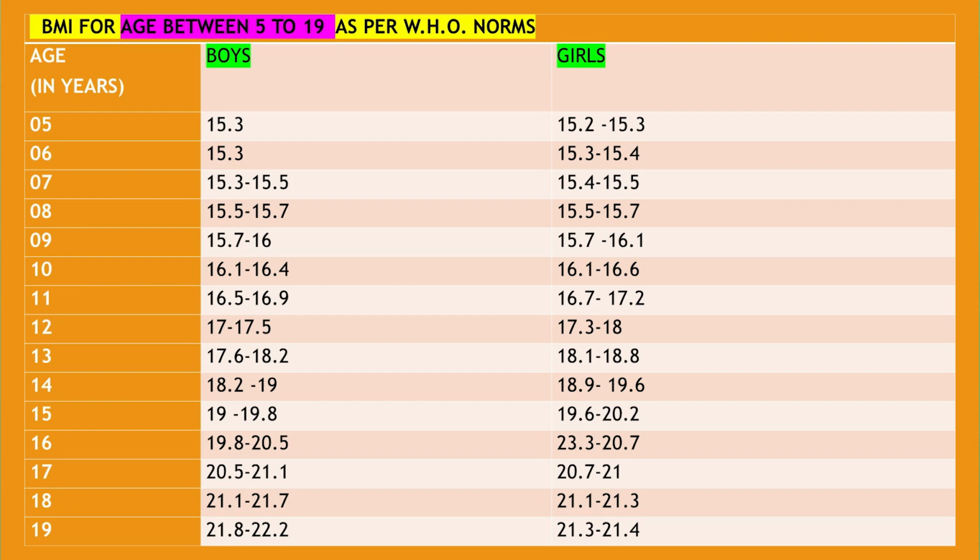And lastly, at the last stage of this group, that means 19, BMI becomes about 21.8 to 22.2 in a boy, whereas it goes to 21.3 to 21.4 for a girl. So, there is a difference between a growing boy and a growing girl up to the age of adolescence. You have to consider that. This BMI will always differ as you go through different stages of age, from 5 to 19.